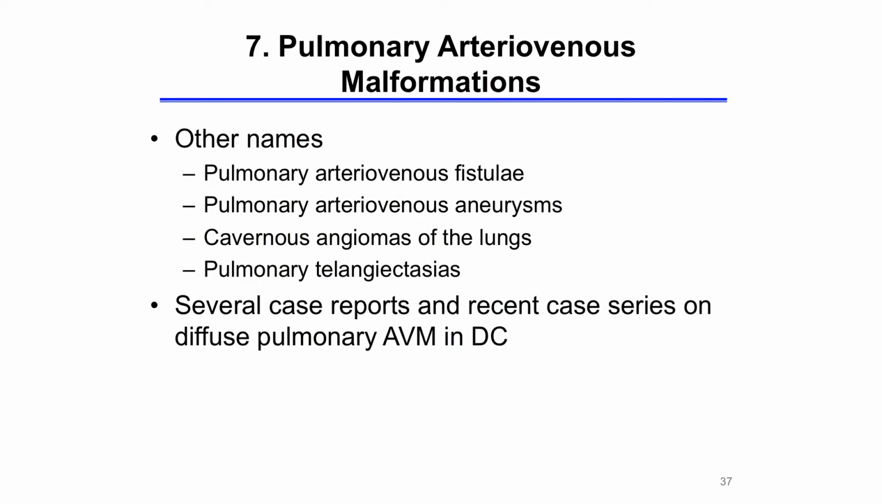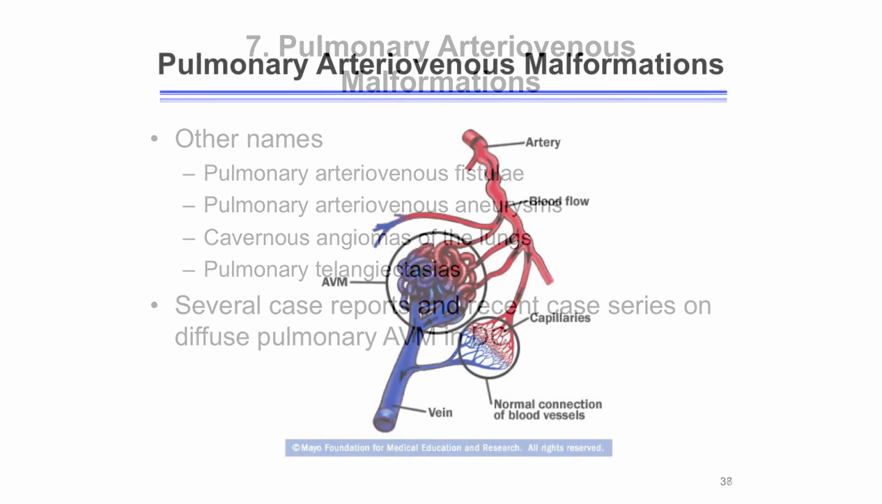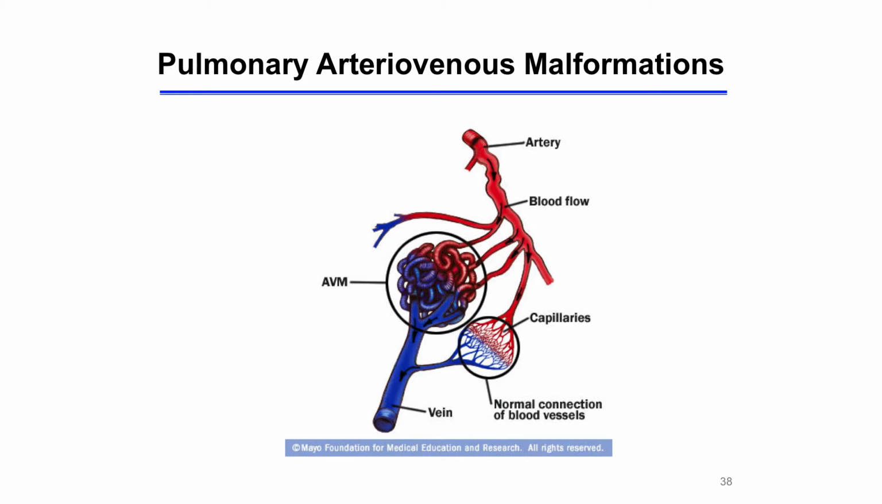Now, the last thing I think that I'm going to talk about are pulmonary AVMs. This is another new area of understanding. There are many names that have been used to describe this, and they're listed here. And there have been some periodic case reports, and more recently a report that will soon be published, but has been accepted for publication, on a case series of individuals with a DC or telomere disorder that have these pulmonary arteriovenous malformations. So this is what an AVM looks like.